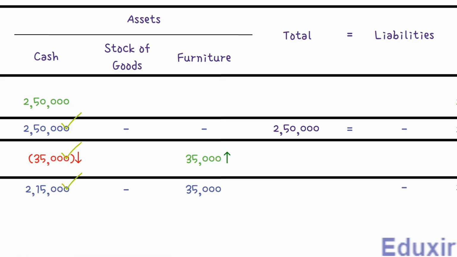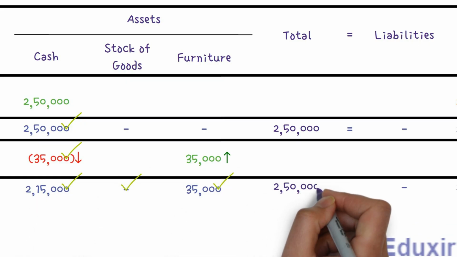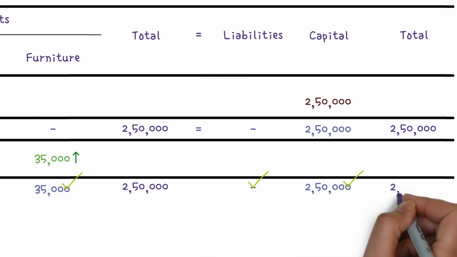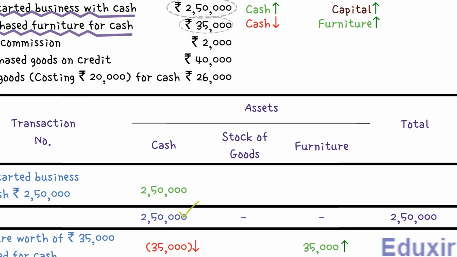Now the total of all the assets available with the business is 2,50,000 rupees, and the total of the liabilities and capital is 2,50,000 rupees. So the total on the left hand side is equal to the total on the right hand side. With that, we have completed the recording of this transaction in the accounting equation table. Let's now take up the next transaction.